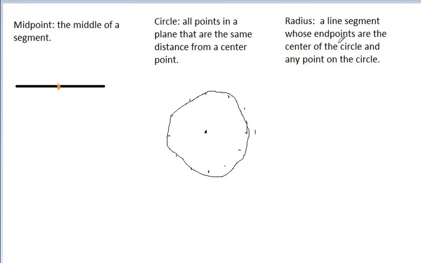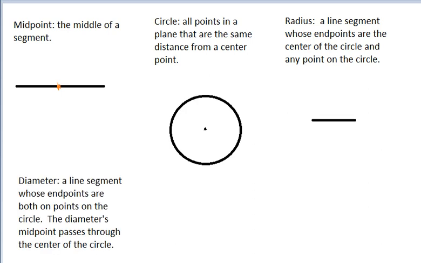Now, the radius is the length that we use in order to make that. For instance, I said 1 inch is from that point to this point. That would be the radius. The radius is how far you go from the center to the outside edge. Always from the center to the outside.